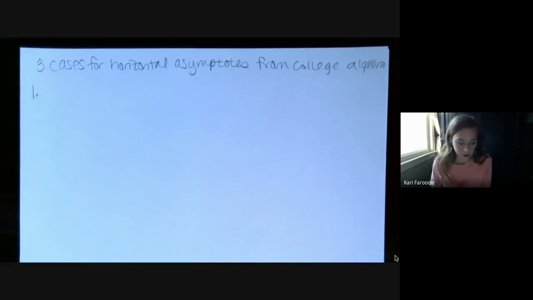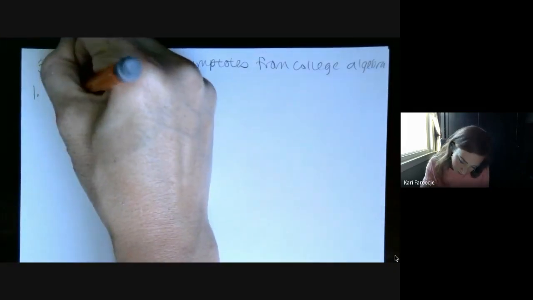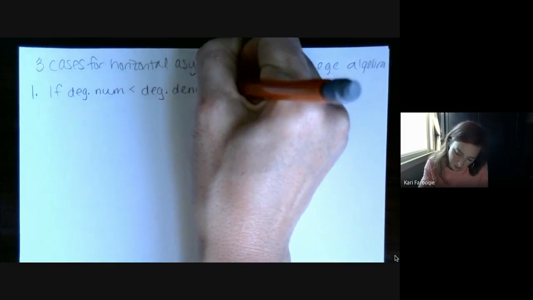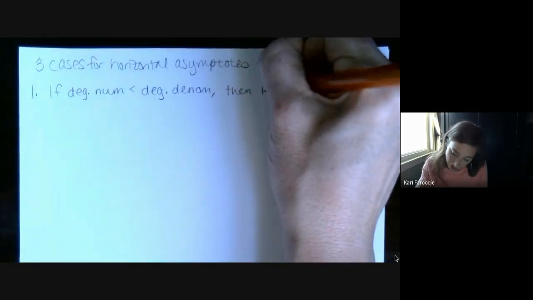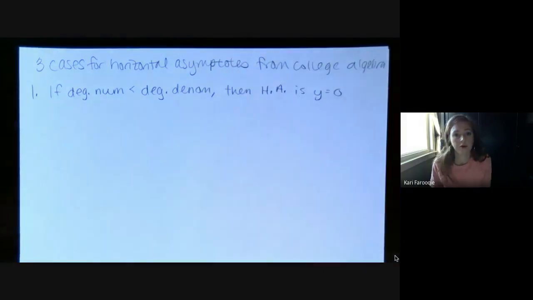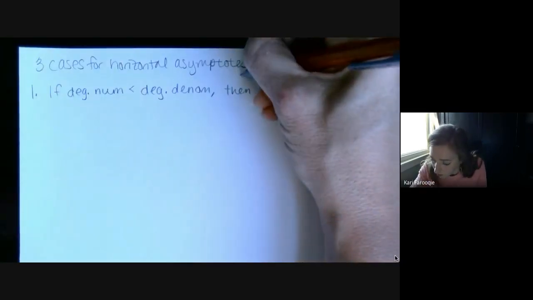The first thing that you learned about this in college algebra was that if the degree of the numerator was less than the degree of the denominator, I'm going to abbreviate here. The degree of the numerator is less than the degree of the denominator, then your horizontal asymptote is y equals 0. HA is horizontal asymptote. Now this is for rational functions. Should mention that.